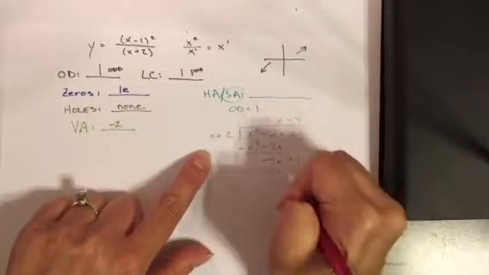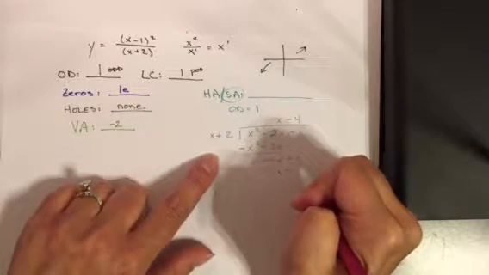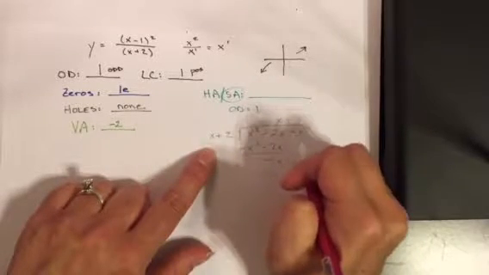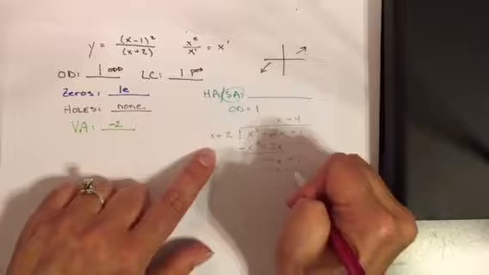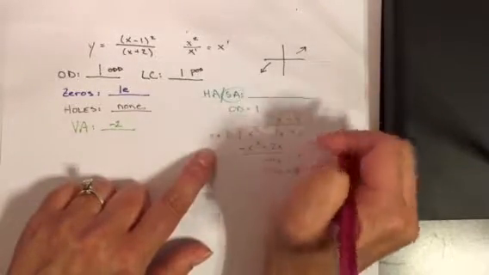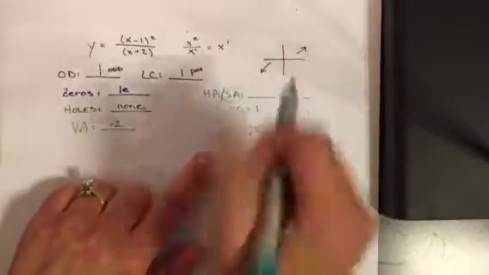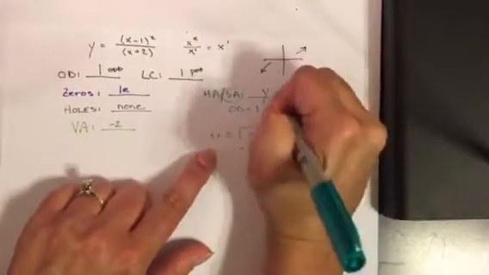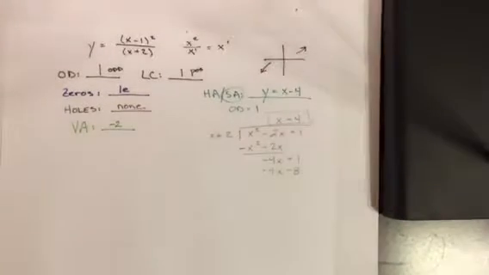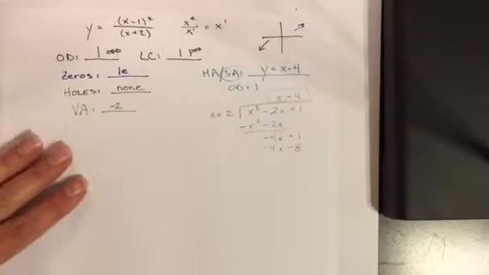Now at this point, I do not have to worry about finding my remainder. At this point, my remainder does not matter because all I need to do is get the equation for my line, and I've gotten the equation for my line. So my slant asymptote is at y equals x minus 4. All right, let's graph this.